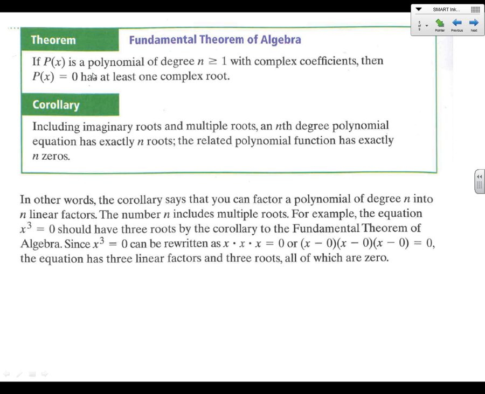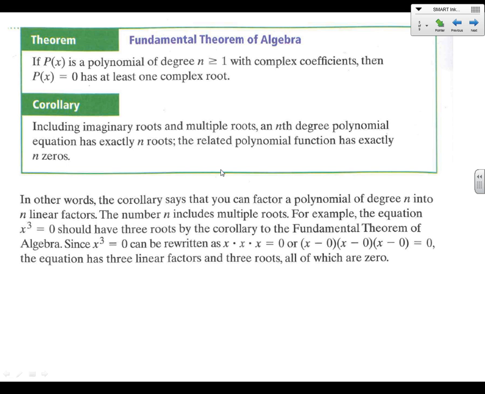So the theorem: if some polynomial has degree bigger than or equal to 1, so it's at least x to the first, maybe it's x squared or x cubed, but at least x to the first, and it has complex coefficients, then the polynomial equals 0 has at least one complex root. Here's the important part that we're going to use, the corollary. Okay, adding up all the imaginary and multiple roots, an nth degree polynomial has exactly n roots.